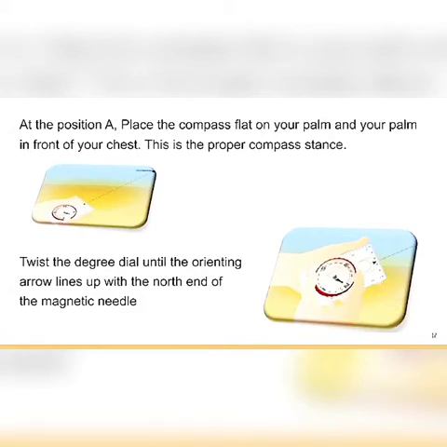At the position A, place the compass flat on your palm and the palm in front of your chest. This is the proper compass stance. Next, the compass setting for this. Twist the degree dial until the orienting arrow lines up with the north end of the magnetic needle.